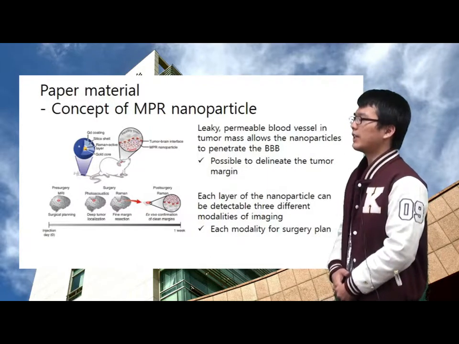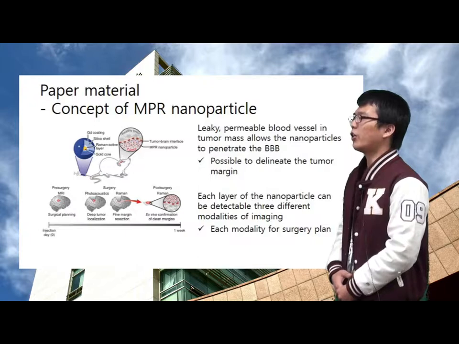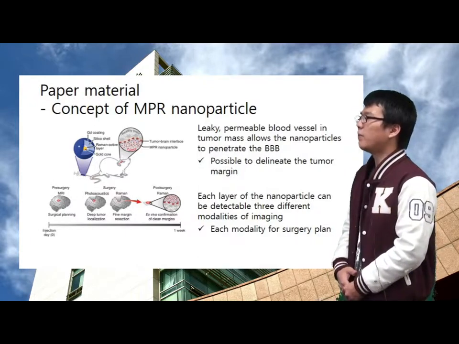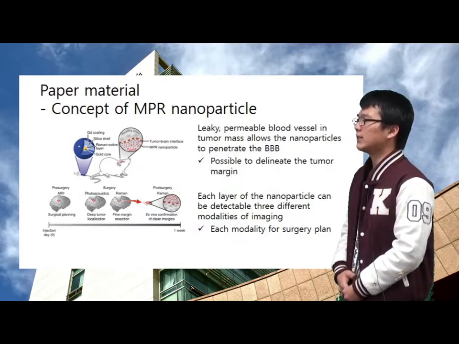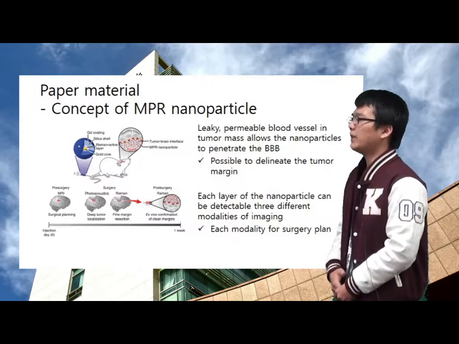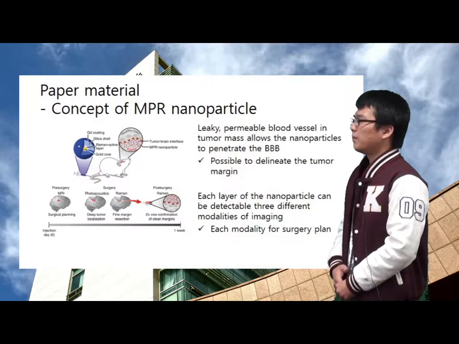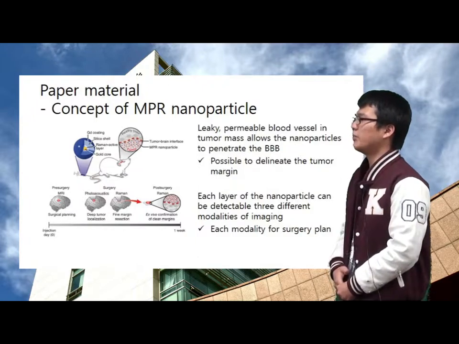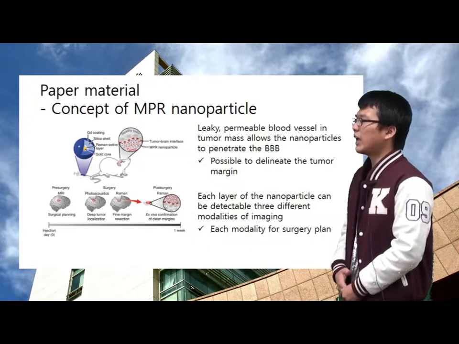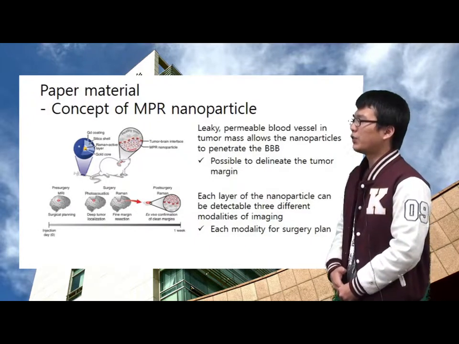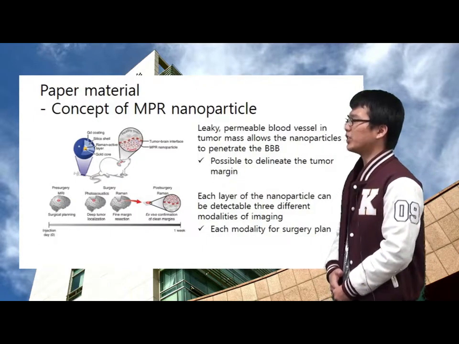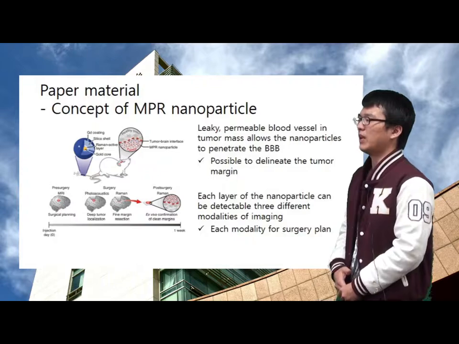So the basic concept of this MPR nanoparticle is shown like this. Leaky, permeable blood vessels in the tumor mass allow the nanoparticle to penetrate the BBB, making it possible to delineate the tumor margin. Each layer of the nanoparticle can be detected by three different imaging modalities, so we can use those images in each part of the surgery plan.